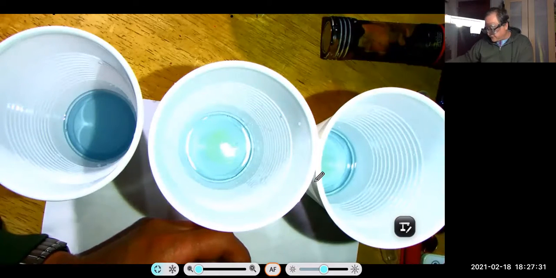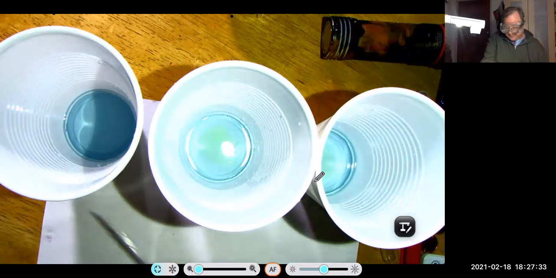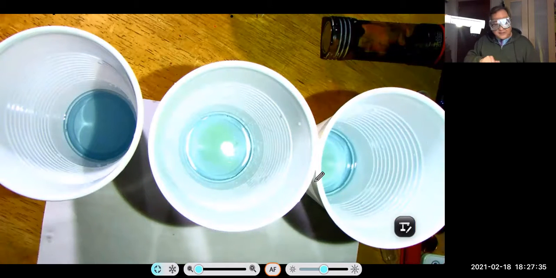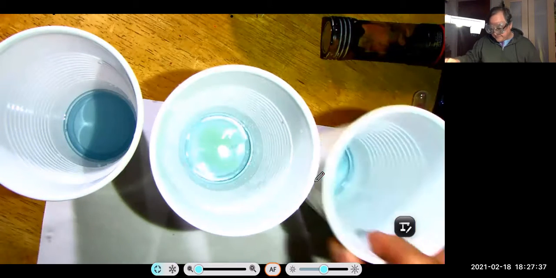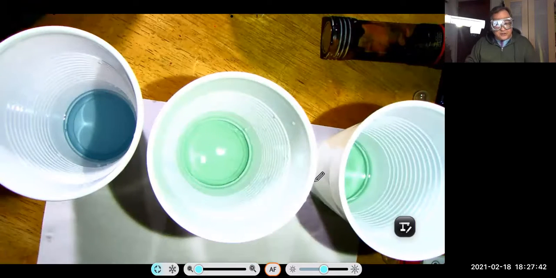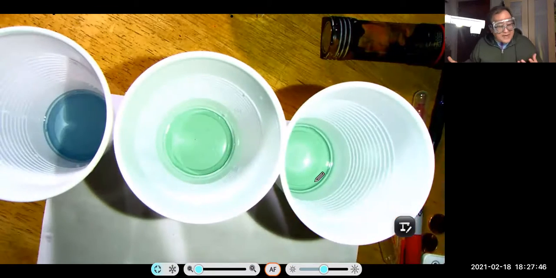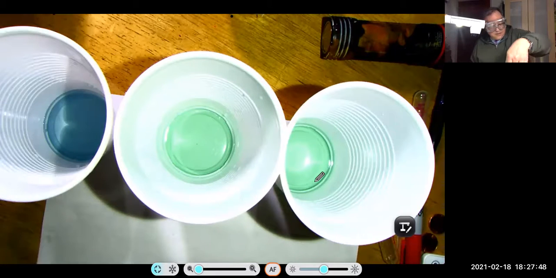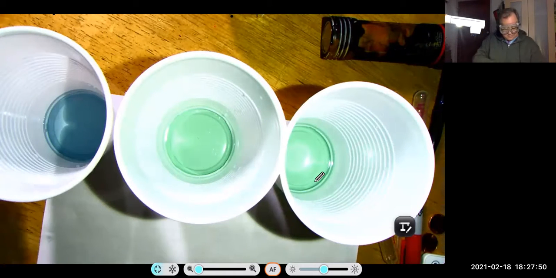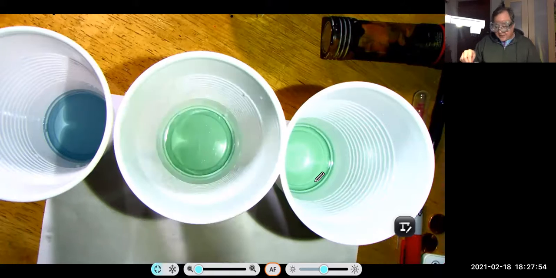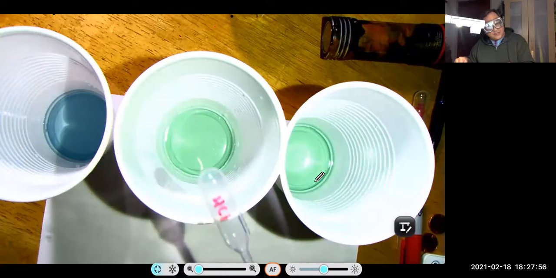Now, water itself is a neutral solution. And when I add base to these 2, they become basic. Now, I can take a basic solution and make it neutral again. All I have to do is add acid. Now, I want to get the right tube. So this is HCl, and here's my HCl solution.